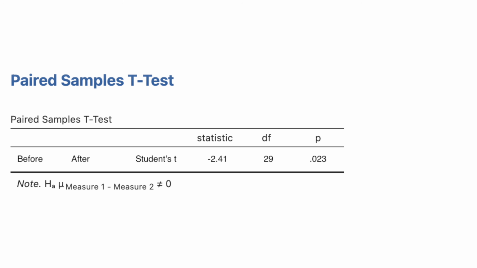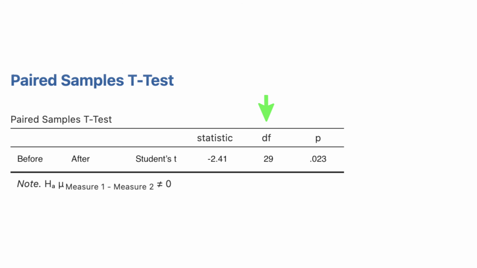When you run a paired t-test in Jamovi, you'll see output something like this. A table showing t equals minus 2.41, df equals 29, p equals 0.023. How do you read this? Well, the t-statistic is minus 2.41. The negative sign tells you the scores went down. The after scores were lower than the before scores. The absolute value of 2.41 is what matters for significance.